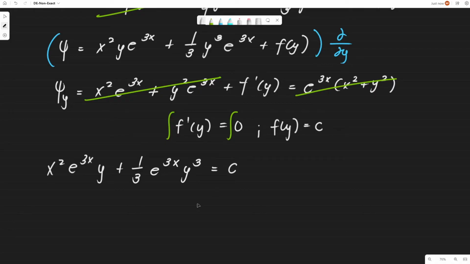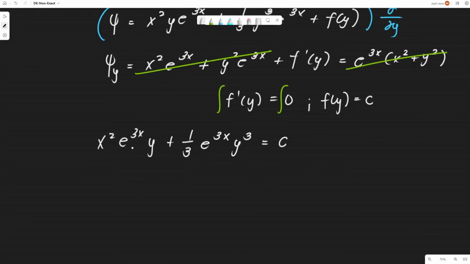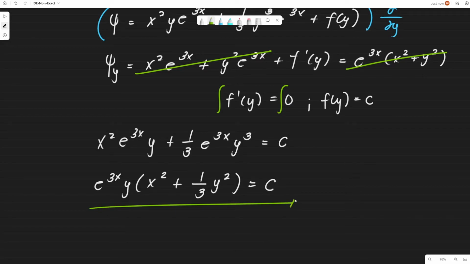Or we can factor out, ano yung common sa atin? We have e raised to 3xy. So we have e raised to 3xy times x squared plus 1 over 3 y squared is equal to c. Okay? So this is our general solution to this differential equation. Medyo mahaba lang pero caring-carry naman yung sagot.